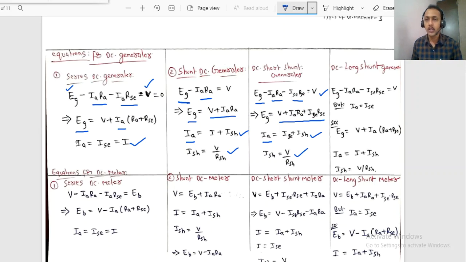Similarly, for long shunt, EG minus IA RA minus ISC RSC equal to V, right? And IA equals ISC, therefore EG equals V plus IA bracket of RA plus RSC. But armature current is equal to I plus ISH, and ISH equal to V divided by RSH.